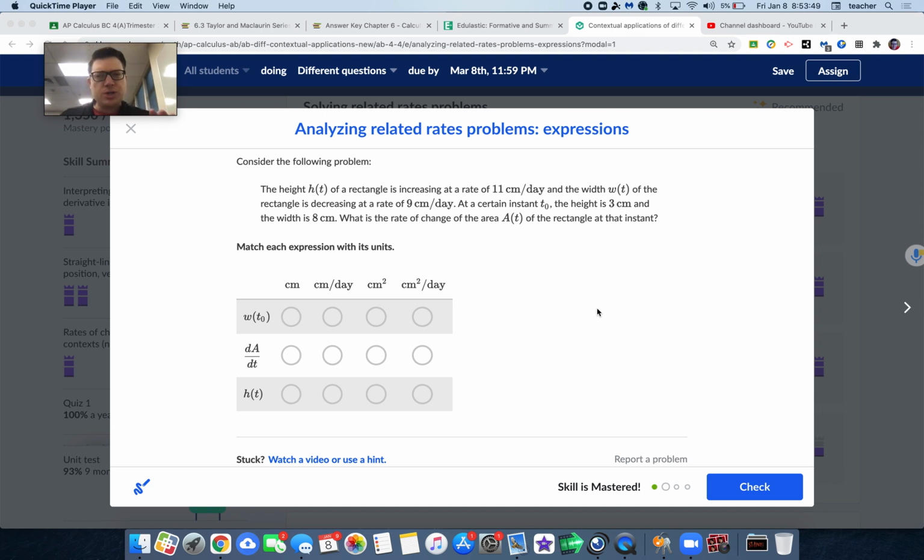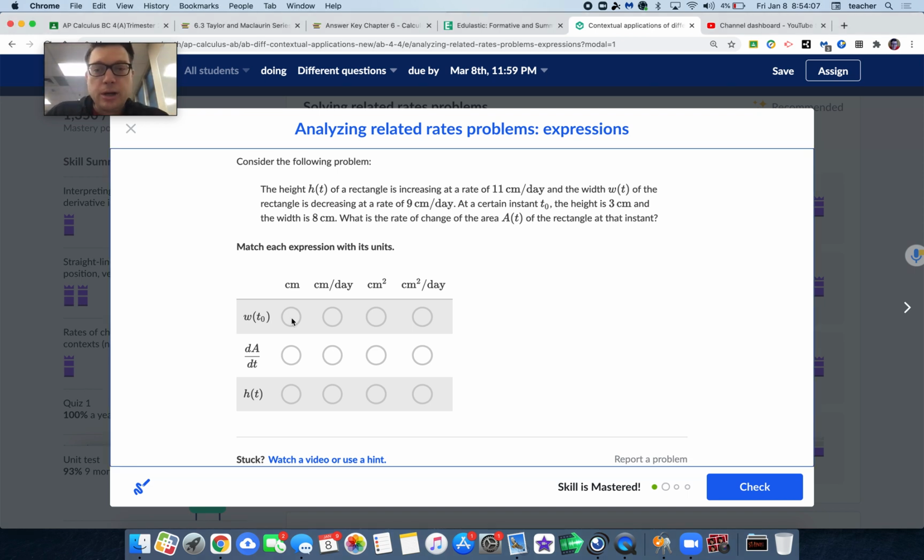But really all this question is asking us to do is not solve the problem so much as it is to know the units that we're discussing throughout the problem. I'll go at the first row. w(t sub 0) is the width at that specific instance. Width is measured in centimeters. I have to make sure that I mark centimeters for that section.